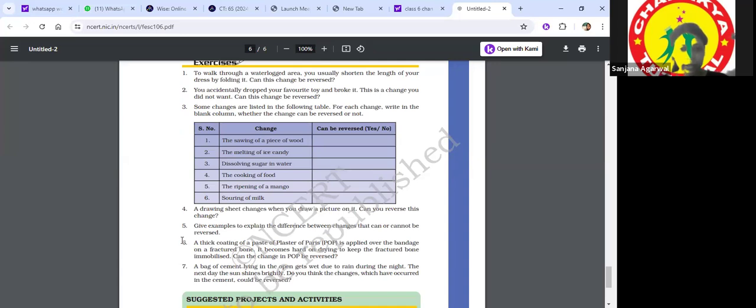Okay. Look at this: a thick coating of plaster of Paris is applied over the bandage on a fractured bone. It becomes hard on drying to keep the fractured bone immobilized so that it cannot move. Can the change in POP be reversed? Means the way we prepare that plaster, can we get the POP out of it in the same way?